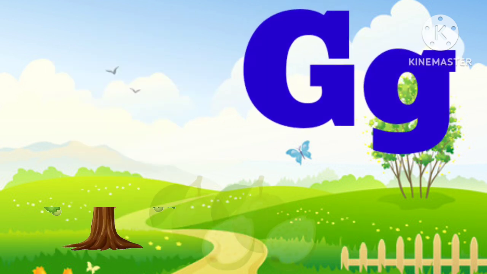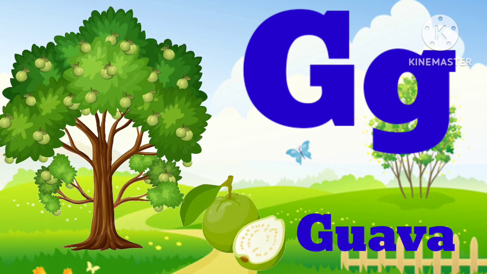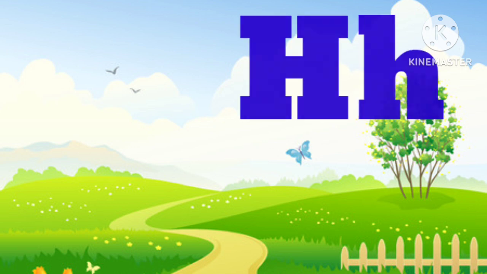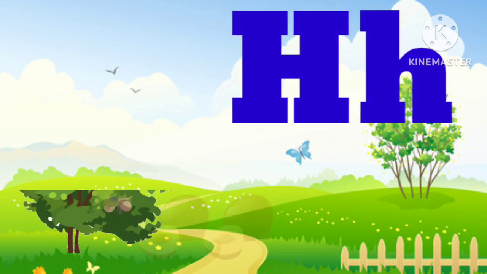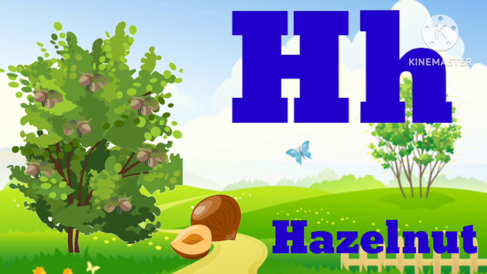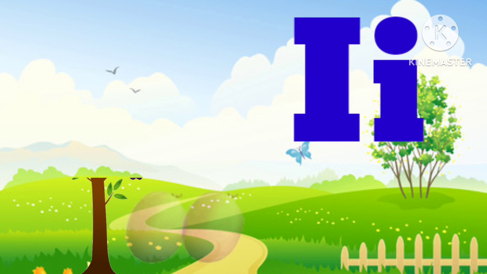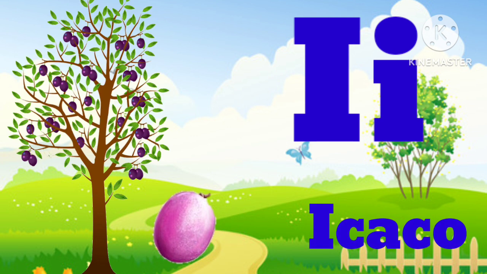G. G is for guava. H. H is for hazelnut. I is for ikako.